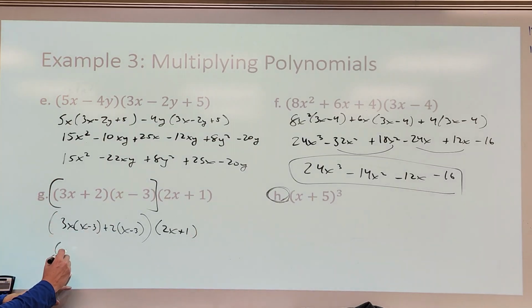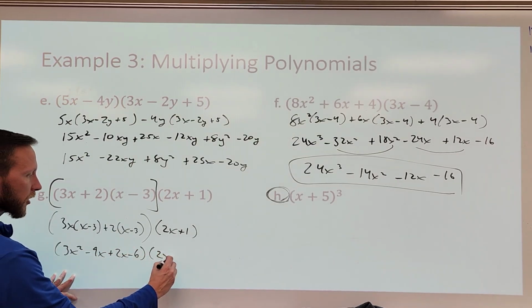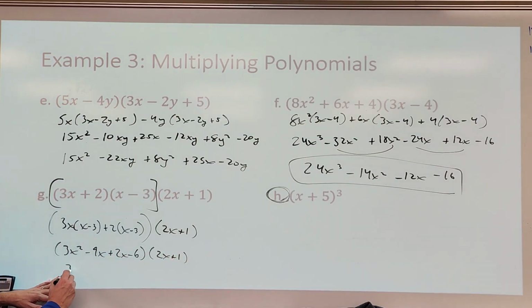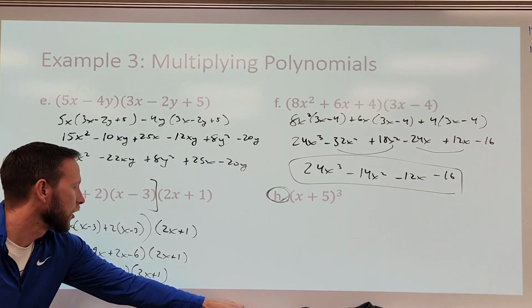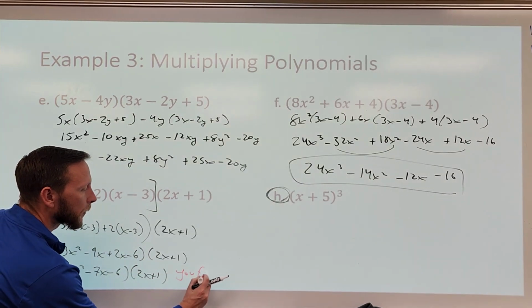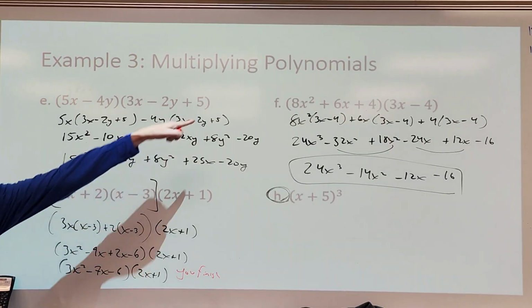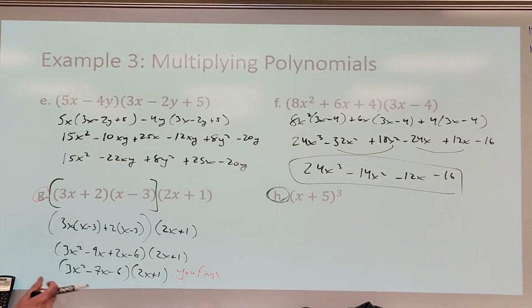So when I do this multiplication, I get 3x squared minus 9x's and 2x's minus 6. And then I'm going to take that by 2x plus 1. So this gives me 3x squared minus 7x's, minus 6, multiplied by 2x plus 1. I'm going to write here that you finish. It's going to look like this one where you have a trinomial by a binomial. You're going to do that work that we just did there.